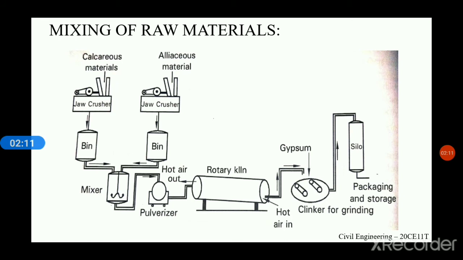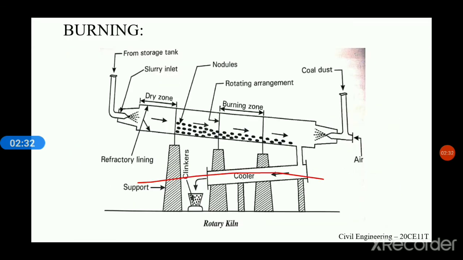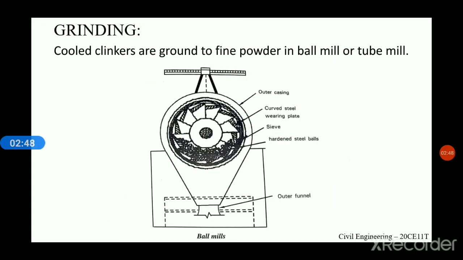So after mixing of raw materials, calcareous material, limestone, and argillaceous material, clay, both are mixed in a mixture, and then it is fed into the rotary kiln. This is the burning process of the rotary kiln. Next, after burning, the final stage is grinding. You can see here grinding.